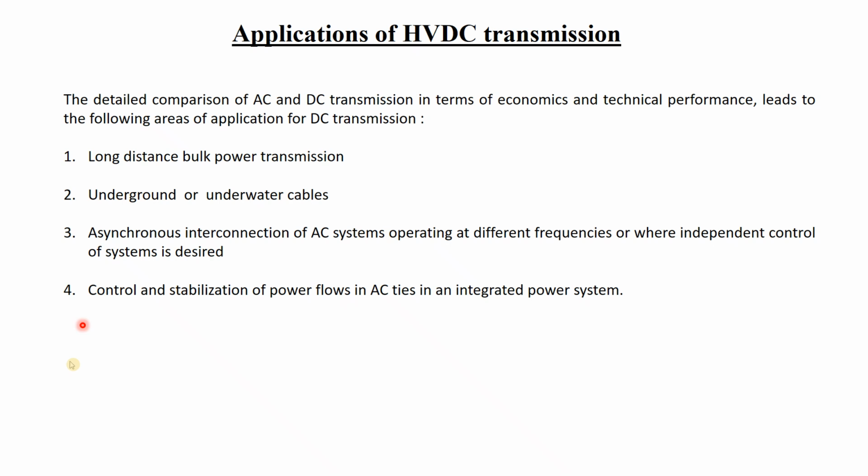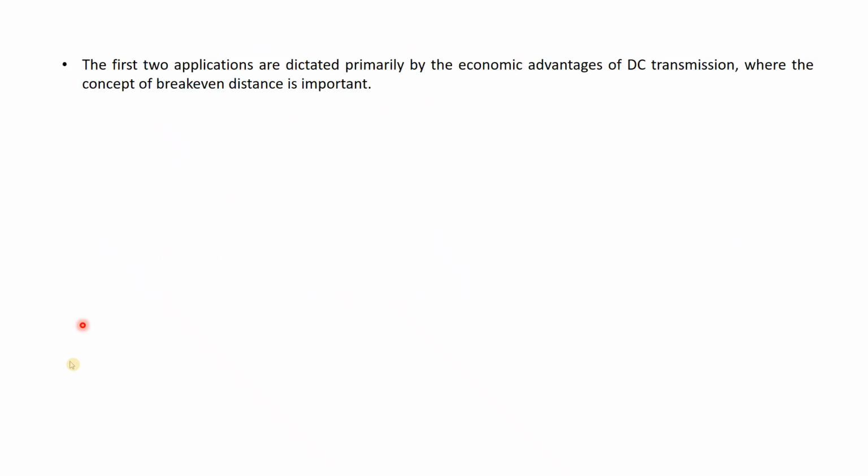That is the advantage. The fourth point is control and stabilization of power flows in AC ties in an integrated power system. So you can say these advantages conclude to the fourth point, that the HVDC can be controlled very easily and it is quite stable. So in the tie lines or the grids, the power can be integrated all together, so it helps in a better integration of power.